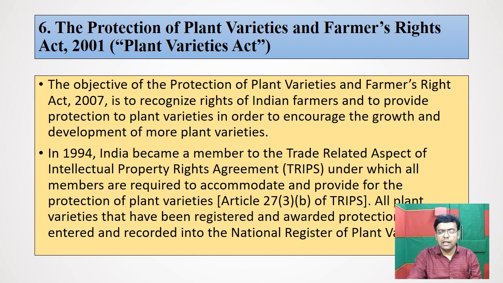Next is the Protection of Plant Varieties and Farmers' Rights Act 2001. Plant Varieties Act we call it. The objective of the Protection of Plant Varieties and Farmers' Rights Act is to recognize the rights of Indian farmers and to provide protection to plant varieties in order to encourage the growth and development of more plant varieties. In 1994, India became a member to the Trade-Related Aspects of Intellectual Property Rights Agreement, under which all members are required to provide for the protection of plant variety, Article 27(3)(b) of TRIPS, and all plant varieties that have been registered and awarded protection are entered and recorded into the National Register of Plant Varieties.